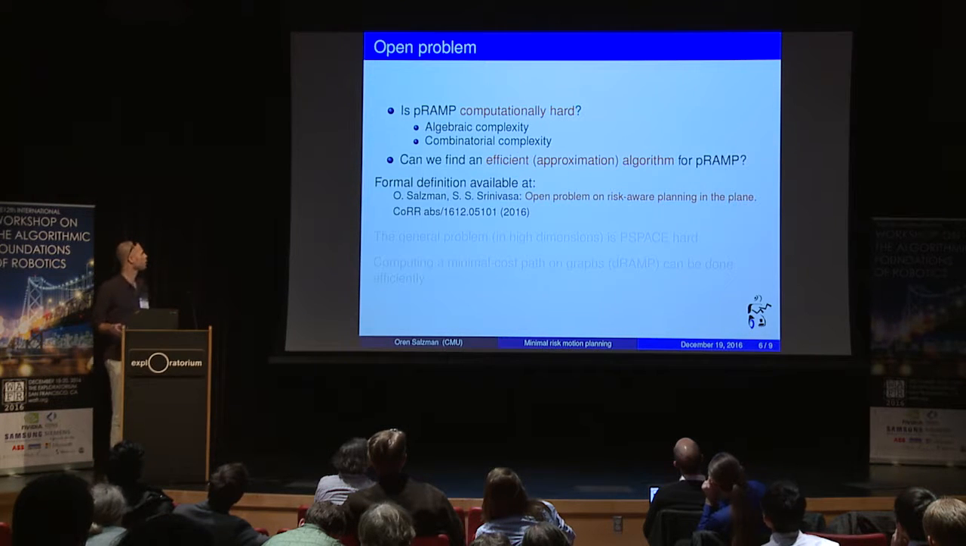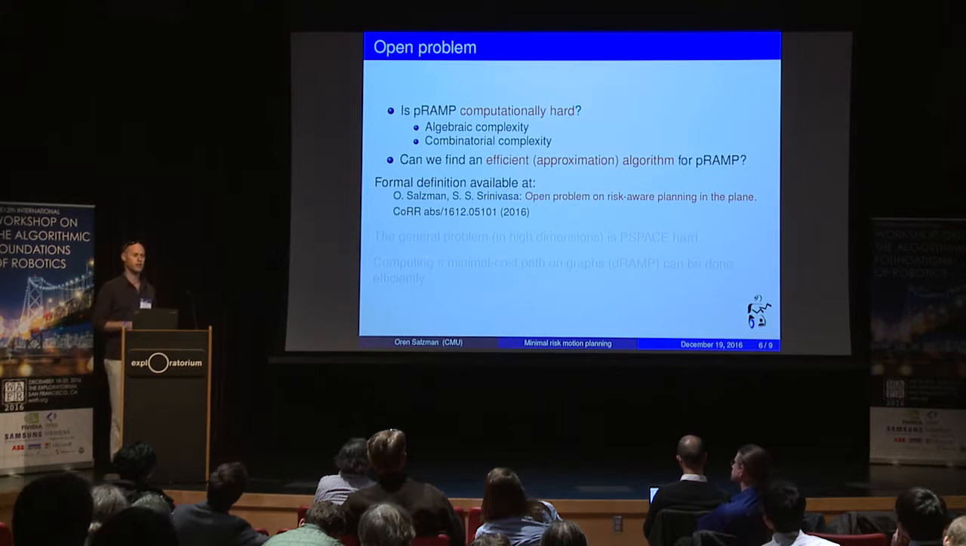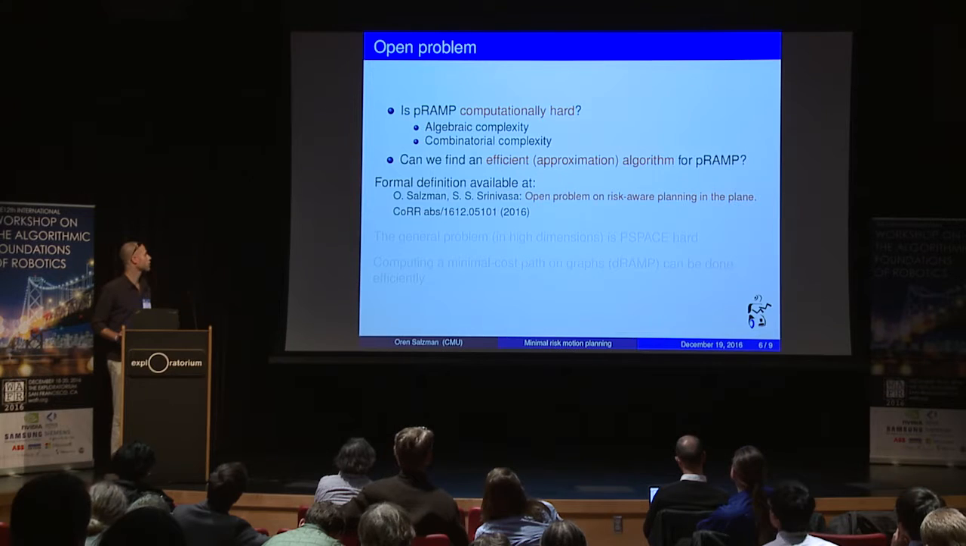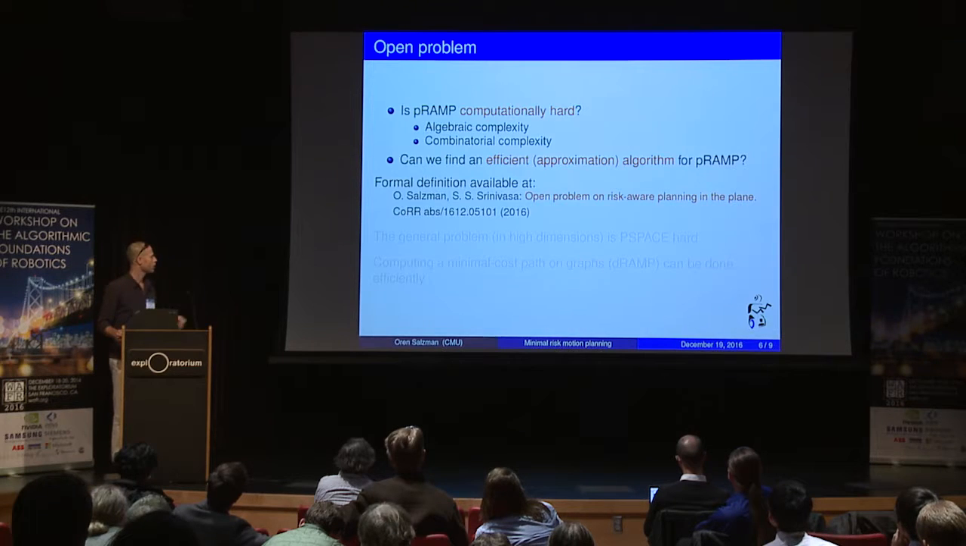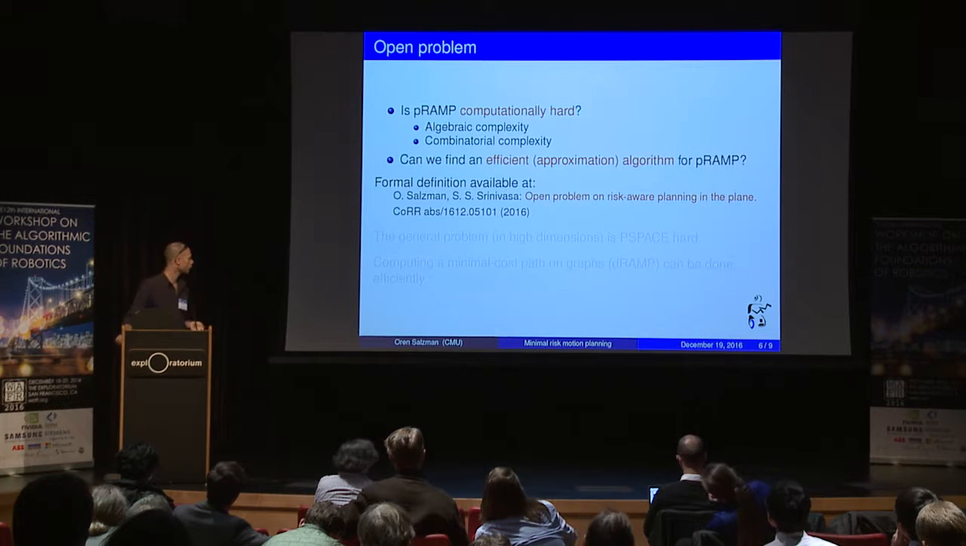So now I can finally define the open problem. Is this motion planning problem in the plane computationally hard? This can be either hard due to the algebraic complexity or the combinatorial complexity of the problem. And assuming that it is, which is what we conjecture, can we find an efficient approximation algorithm for the problem? I formally defined everything with all the math in a paper we recently uploaded to arXiv.